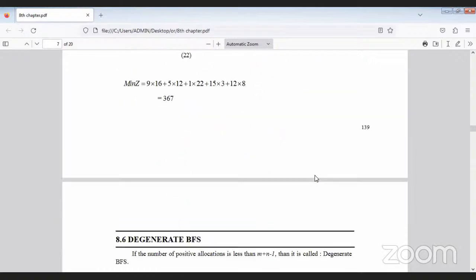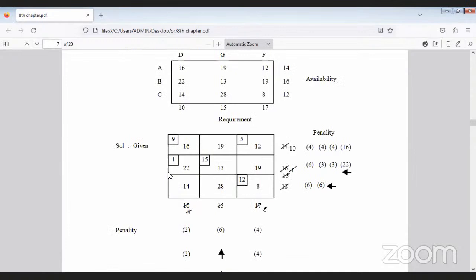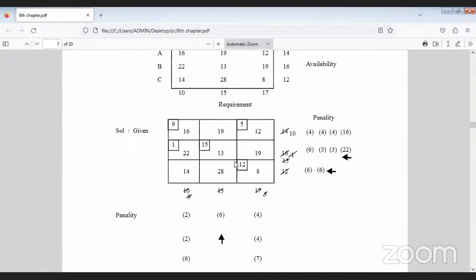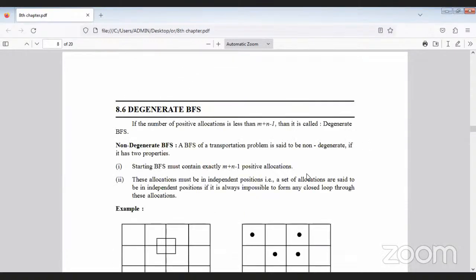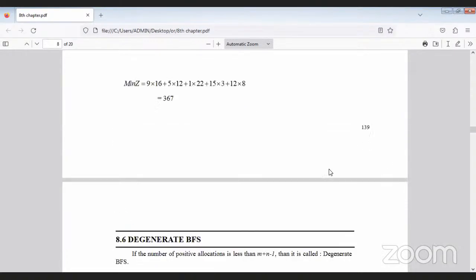How it came, I will tell you. This is the multiplication again. What are the columns here? 9 into 16, 1 into 22, 15 into 13, 5 into 12 and 12 into 8. This is 367. You have to do it again for practice, I will tell you.